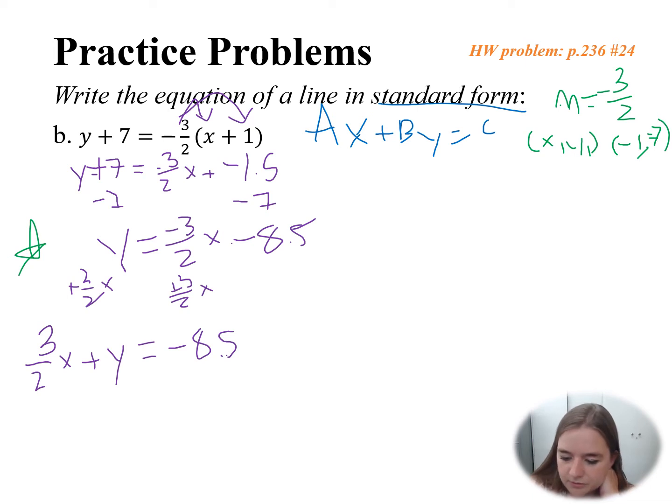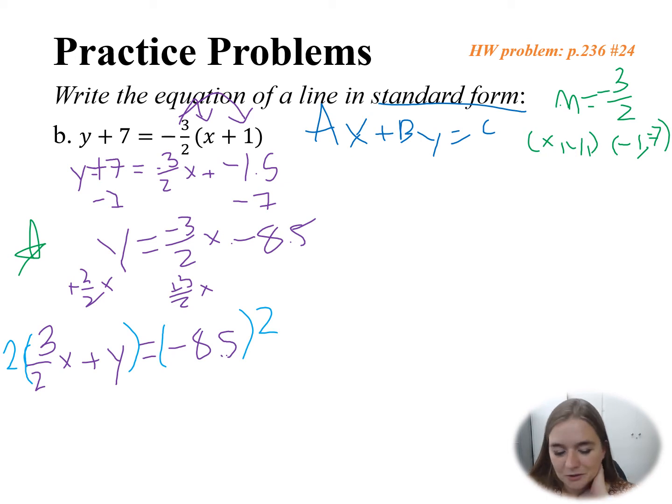So what I'm going to do to turn that into an integer, I'm just going to multiply everything by 2. As long as I multiply the whole side of the equation, if I multiply both sides of the equation, then I've kept my solution set. I haven't changed anything about the problem.